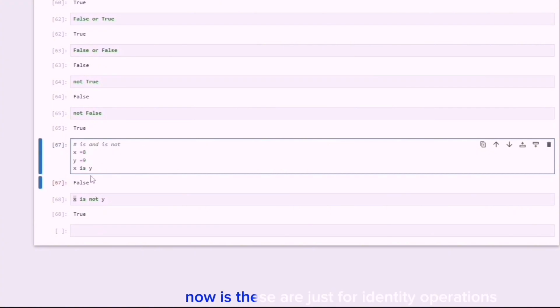So now, these are just for identity operations. You are identifying if both of them are the same. So is x is y, is it the same? If not, false. If yes, true. And x is not y: if true, print true. If false, print false. So that's just it for identity operators. If you have questions, you know where to go.